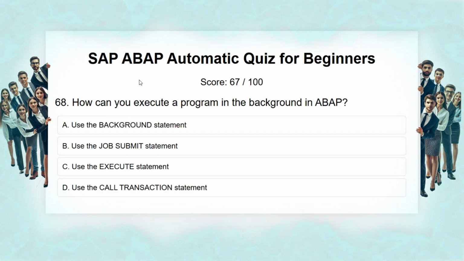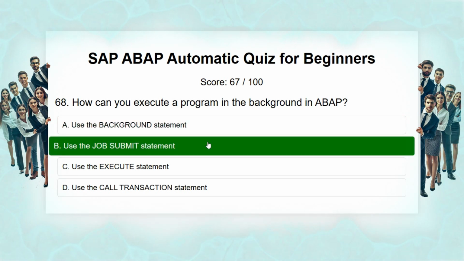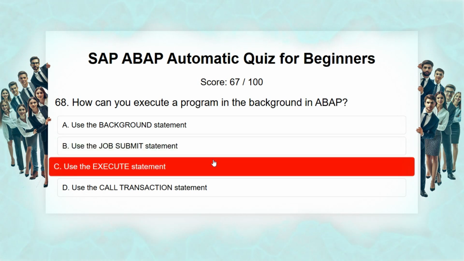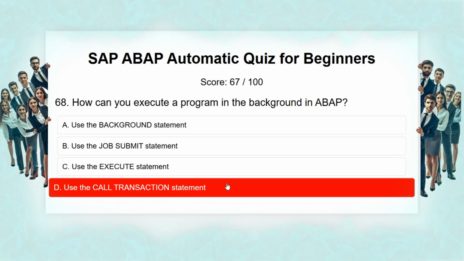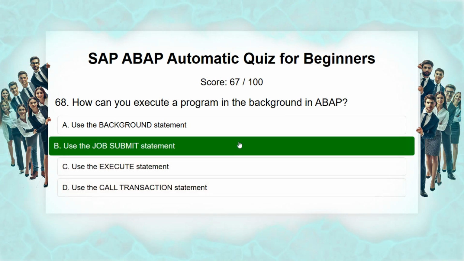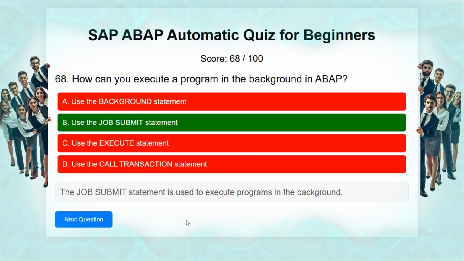68. How can you execute a program in the background in ABAP? A. Use the background statement. B. Use the job submit statement. C. Use the execute statement. D. Use the call transaction statement. Correct answer. The job submit statement is used to execute programs in the background.